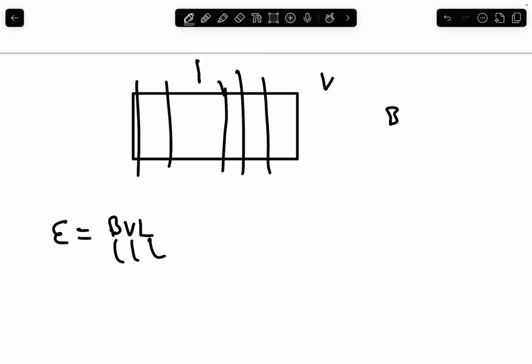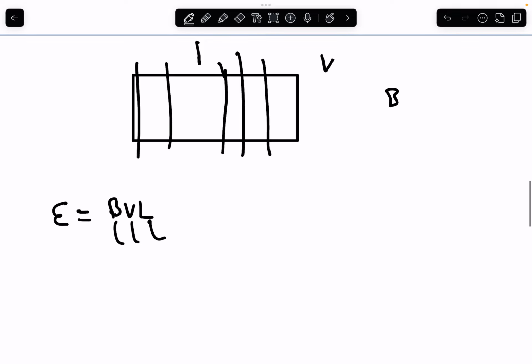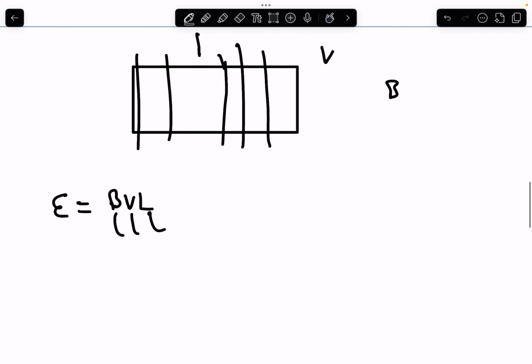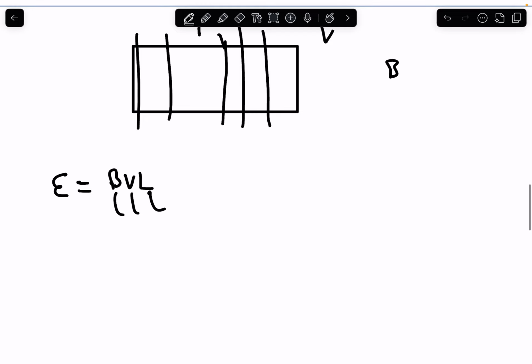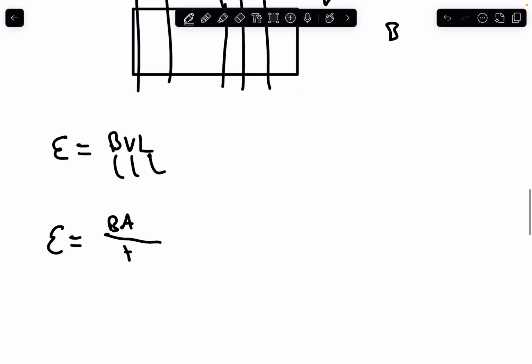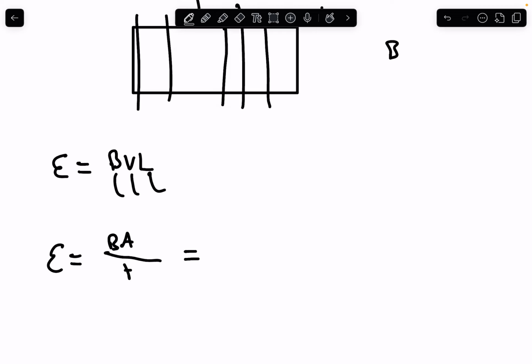You could see here that this is equal to BA cosine theta in a way. Let's derive it. Let's say EMF equals BA, and let's assume cosine theta equals 1, over time. When something moves through an area, BA we can also say is displacement multiplied by some length, over time. Displacement over time is velocity, so we get BVL.